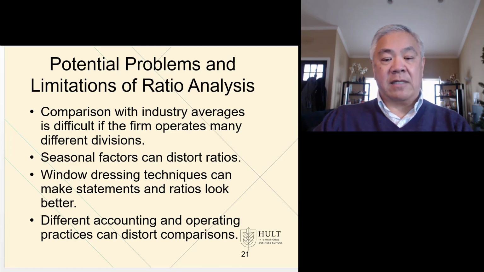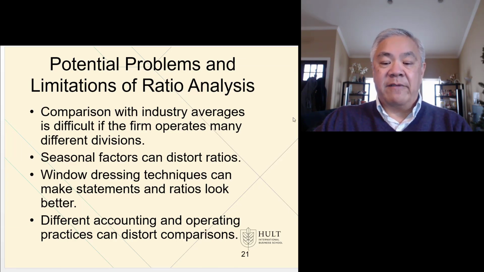Just step back for a moment and look at some of the limitations of this type of analysis. It's hard to generalize when we look at one industry and a company because there are going to be different compositions of businesses. Seasonality could distort ratios, so if you're looking within one year, many businesses have high fourth quarter Christmas season revenues and profits, so make sure you consider seasonality.